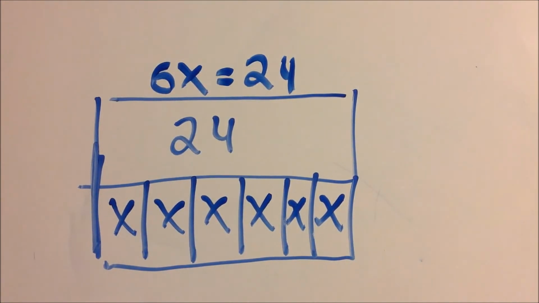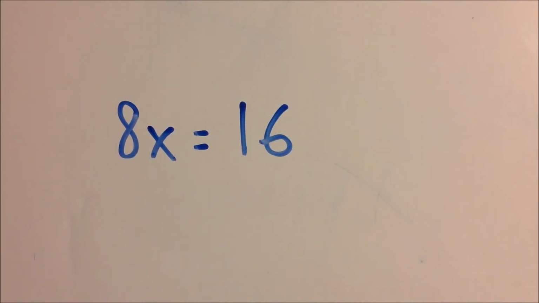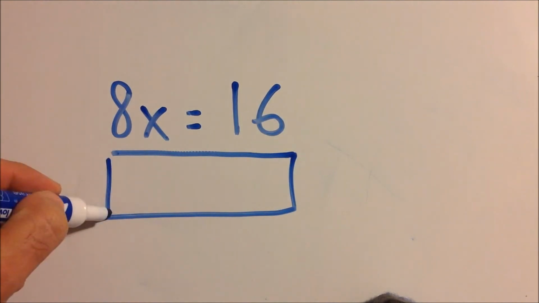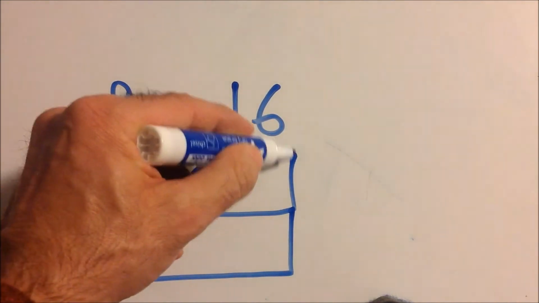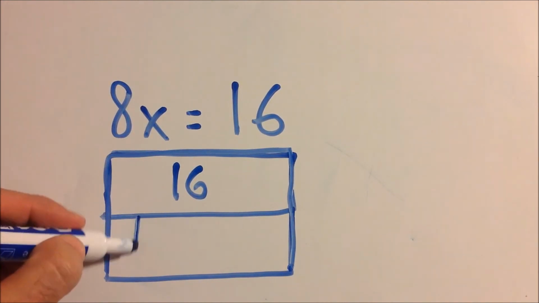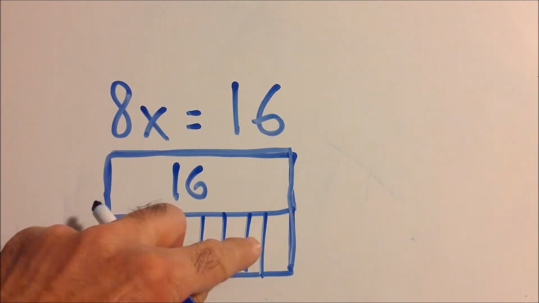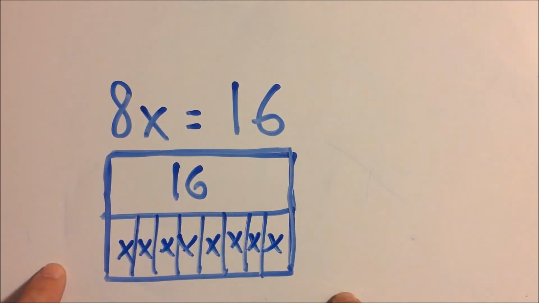Now let's try one yourself. How would you model 8x equals 16? How would you model that? Okay, so 8x equals 16. So what's our whole amount? It is 16. In the bottom bar, remember, we're trying to get to 16. So we're going to cut this box up into 8. 1, 2, 3, 4, 5, 6, 7, 8. And we're putting x's there, or whatever the variable was. So that's how we modeled it.